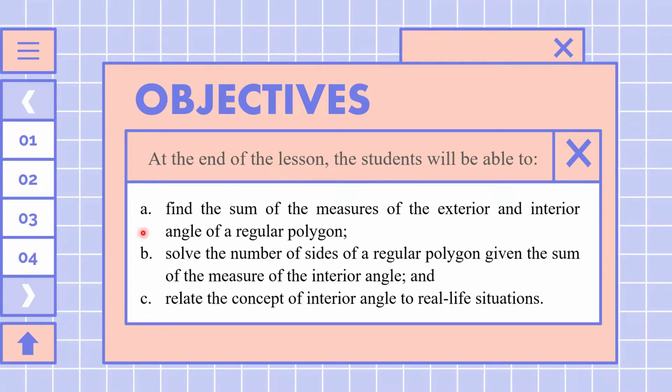So this morning, we will talk about these lesson objectives. First, unsaon na pagkita ang sum of the measures sa atong exterior and interior angle of regular polygon. As you can see sa inyong activity sheet, sa inyong first activity sa Module 5, you are tasked to find the measure of your exterior angle, the interior angle, and even the number of sides of a regular polygon. And of course, solve the number of sides of regular polygon given the sum of the measure of the interior angle and relate the concept of interior angle to real life situation.